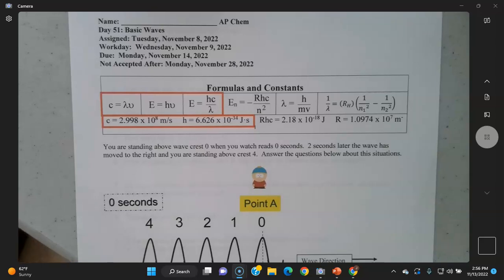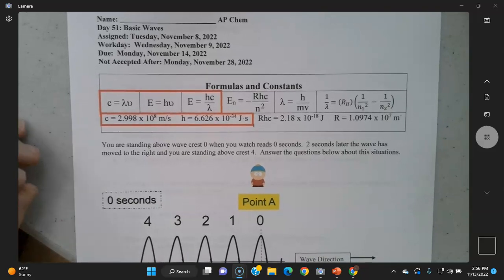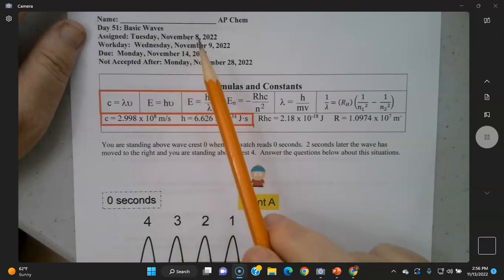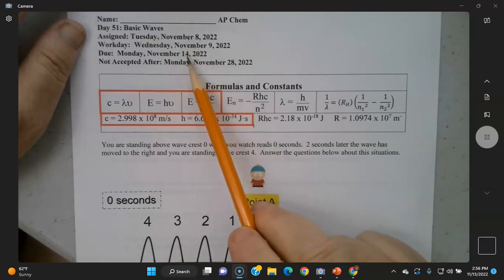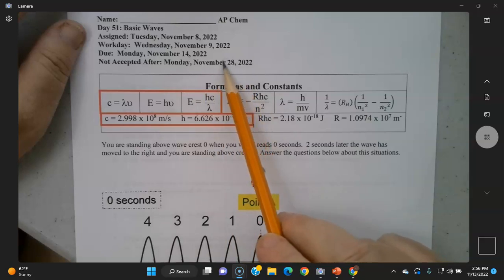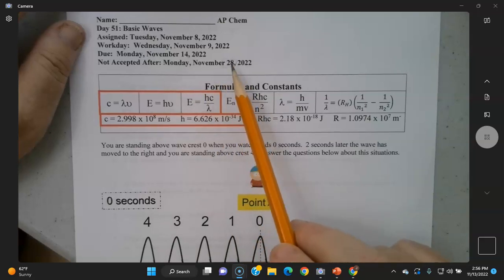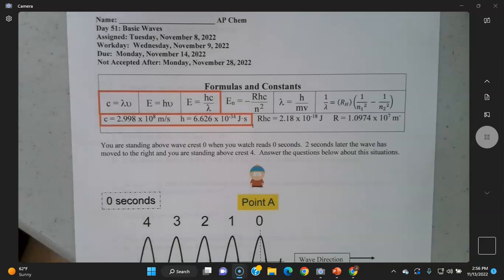Chemistry, this is the answers video to day 51, Basic Waves. This is a new unit called Advanced Atomic Theory, so we're going to learn something about atoms that we have not learned up until now. So this was assigned on Tuesday the 8th. It's due on Monday, November the 14th, and the not accepted after date is after the Thanksgiving break. All right, so let's get going on this.